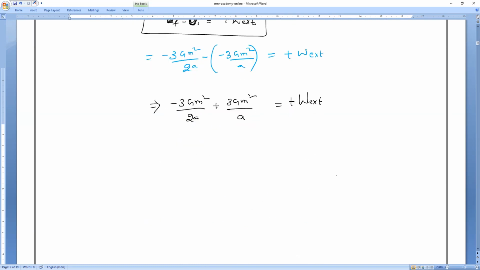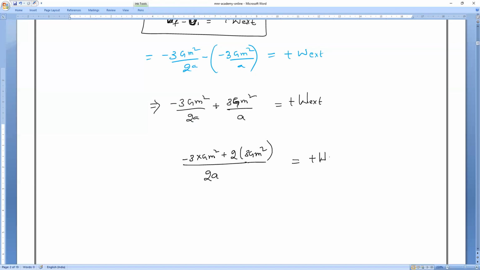So now you can see that. So what is the LCM, everybody? This is positive and this is negative. So let me write this one. What is the LCM, everybody? LCM is 2a. So here minus 3 into G into M square plus 2 times of 3 into G into M square. So what will happen, everybody?